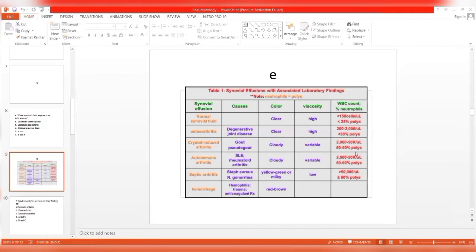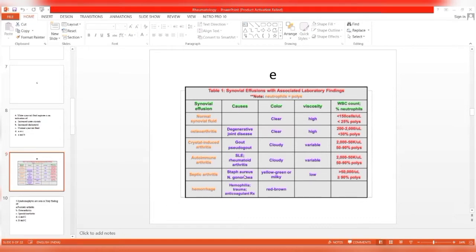You understand? Normal, there is no increase in neutrophils. In degenerative joint disease such as osteoarthritis, there is minimum increase in neutrophils. In inflammatory arthritis such as crystal-induced arthritis and autoimmune arthritis, there is very much increase in neutrophils. You understand? Next, septic arthritis.